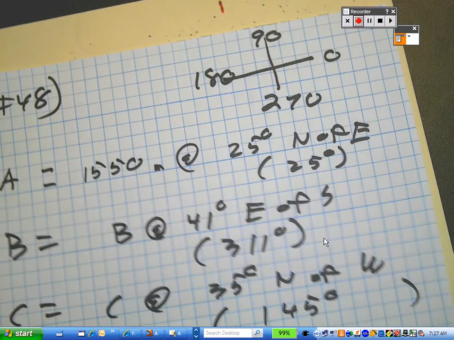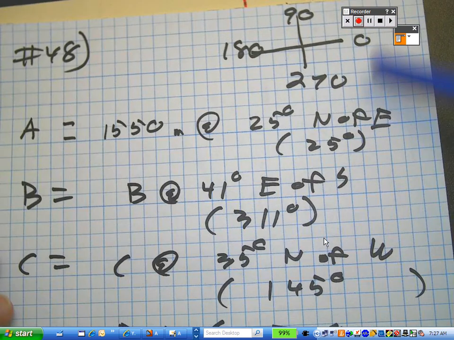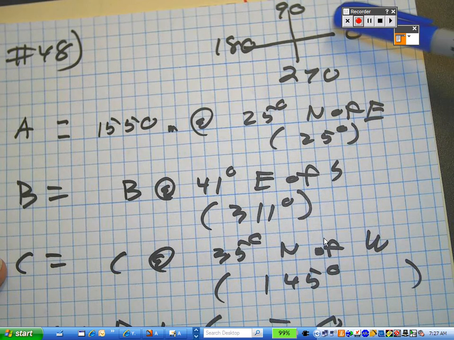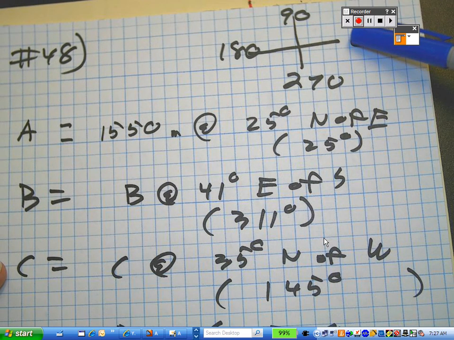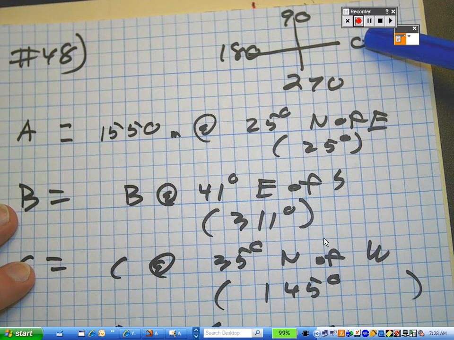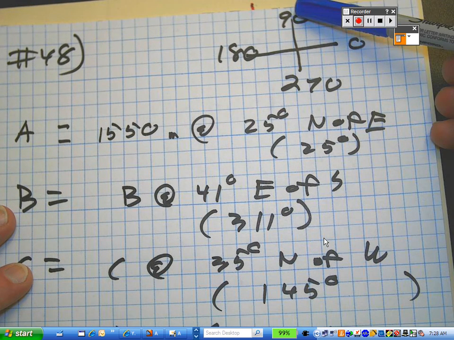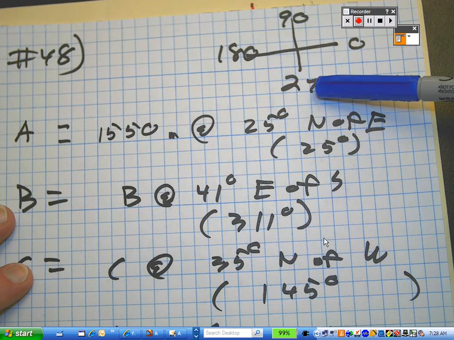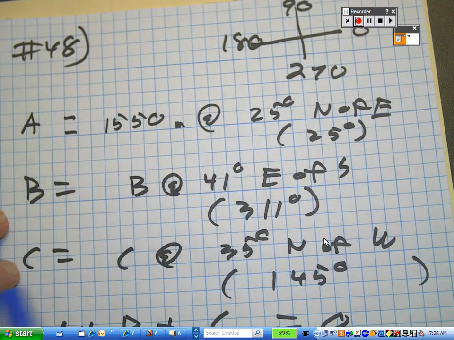Switching now to number 48, which actually is a touch more challenging. On number 48, the angles they give you have to be related to the axis as follows: 0 is east, 90 is north, 180 and 270. There are three vectors that add up to 0.